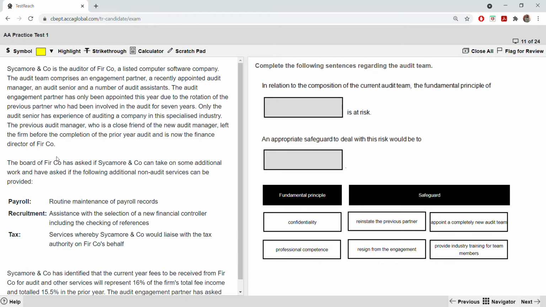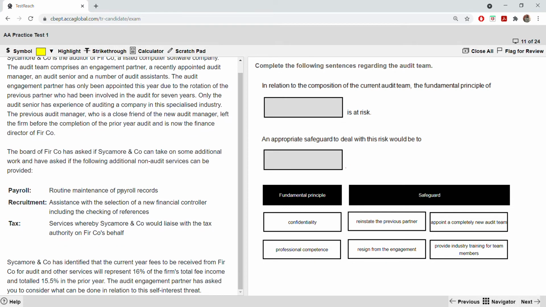The board of FAIR has asked if the auditor company can take on some additional work, and has asked if the following additional non-audit services can be provided. What are these? Payroll, recruitment, and tax. Payroll: routine maintenance of payroll records. Recruitment: assisting with the selection of a new financial controller, including the checking of references. Tax: services whereby Scaramore and company would liaise with the tax authority on FAIR company's behalf. The current year fees to be received from FAIR company for audit and other services will represent 16% of the firm's total fee income, and 15.5% in the prior year. The audit engagement partner has asked you to consider what can be done in relation to this self-interest threat.